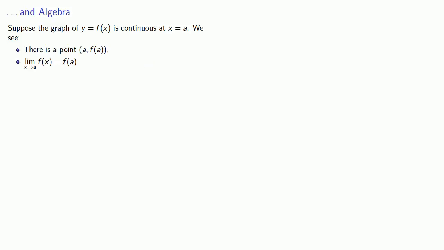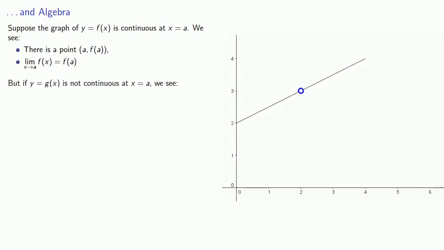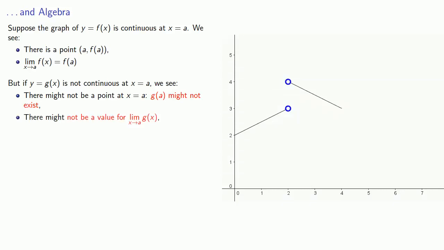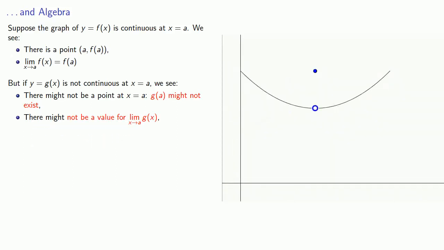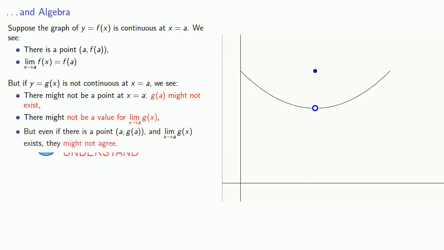On the other hand, if y equals g of x is not continuous at x equals a, we see one of several things. First, there might not be a point on the graph at x equals a. G of a might not exist. Next, there might not be a value for the limit as x approaches a of g of x. And even if there is a point, a, g of a, and the limit exists, they might not agree.